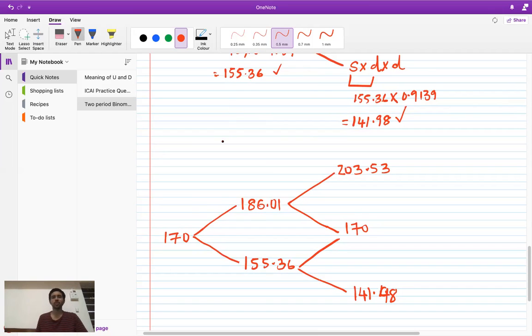Okay. Now think of a call option whose strike price is 160. Let's calculate the payoff of the call option.